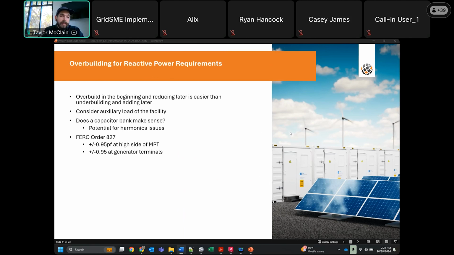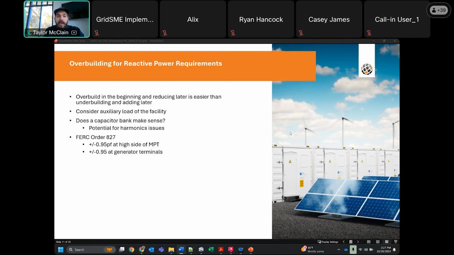And so there's kind of two requirements, and sometimes it's presented a little bit confusing. It'll say 0.95 power factor at the high side of the MPT, meeting this dynamically, and basically saying that if you add a capacitor bank, it can only be as much as the losses in the system. What this is basically saying is that if you can install enough inverters to meet a 0.95 power factor at the generator terminals, you are allowed to install a capacitor bank to cover whatever else additional it takes to also get that 0.95 power factor at the high side of the MPT.